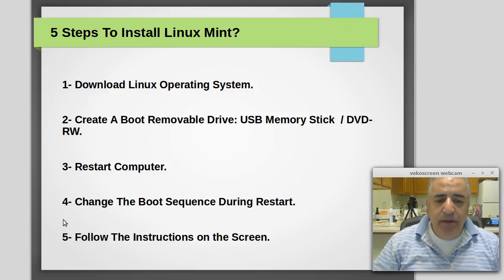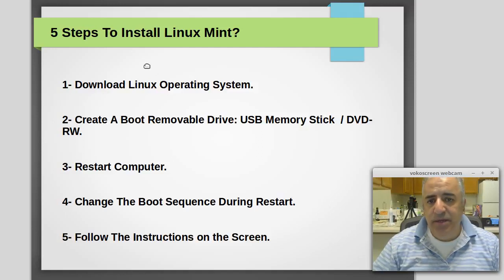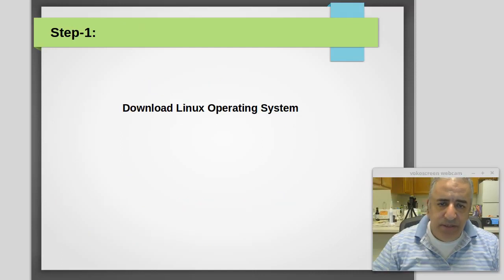And the last one, the fifth step, is follow the instructions on the screen. You just have to follow the instructions on the screens and fill out some basic information, and you just hit next until the system gives you the message that it's complete and you have to restart now. By that time, you will be done with installing the Linux operating system. So first, download the Linux operating system.